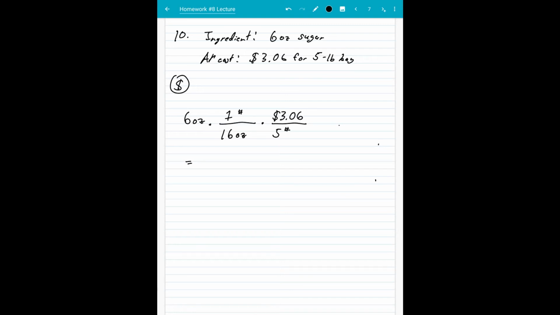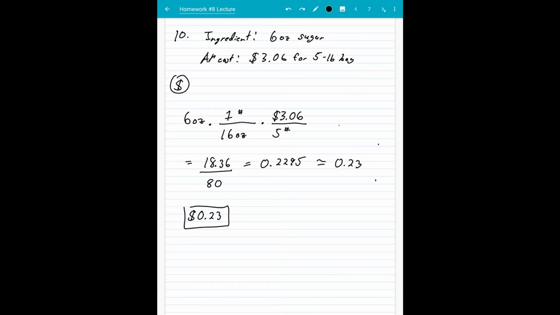6 times 3.06, 18.36 on top. 16 times 5 on the bottom gives us 80. Divide them out, 18.36 divided by 80, and that gives us 0.2295. And remember, we want to round that up to the next cent, so 0.23. It costs you 23 cents for 6 ounces of granulated sugar.